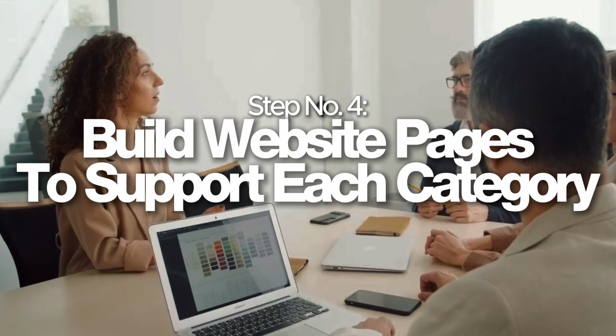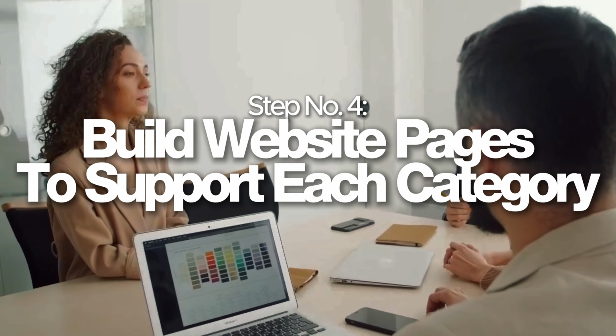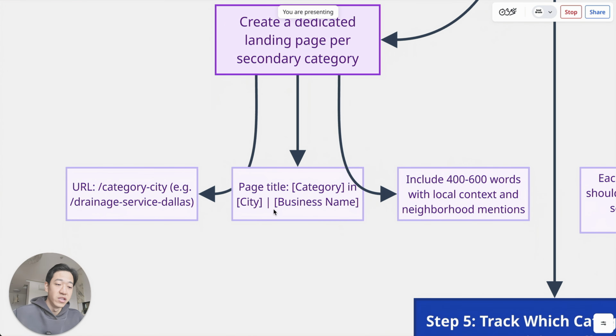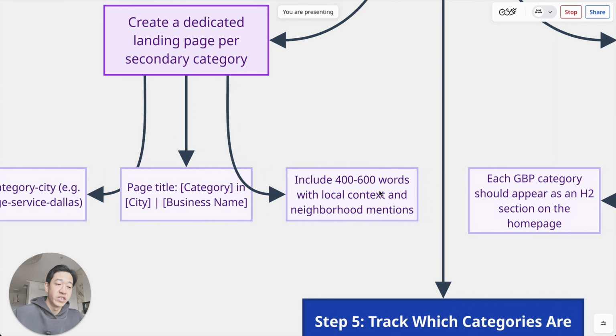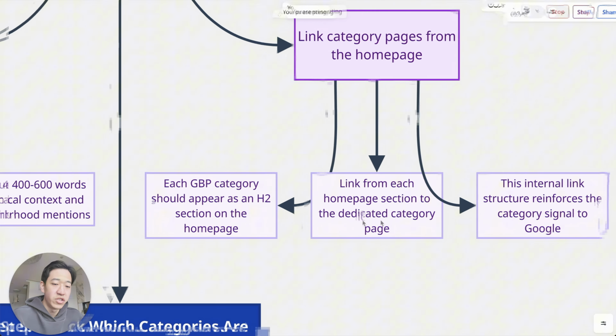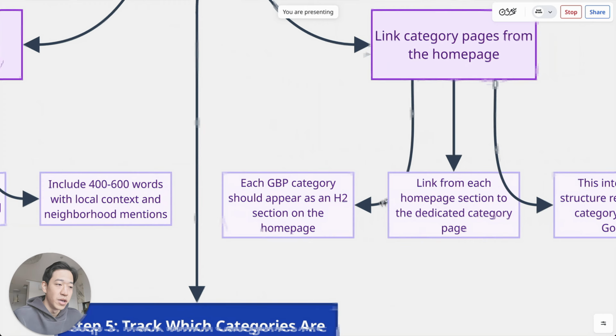Next, step number 4, if you really want to supercharge things, you need to build out the website pages to support each category. So create a dedicated landing page per secondary category. For example, your URL structure should be category-city. So drainage-service-dallas. And then the page title should be category, city, and business name. Include 400 to 600 words with local context and neighborhood mentions. You can't just replace the city name and the service name, Google's going to flag it and not index the page. So you need to have local context and neighborhood mentions in that.